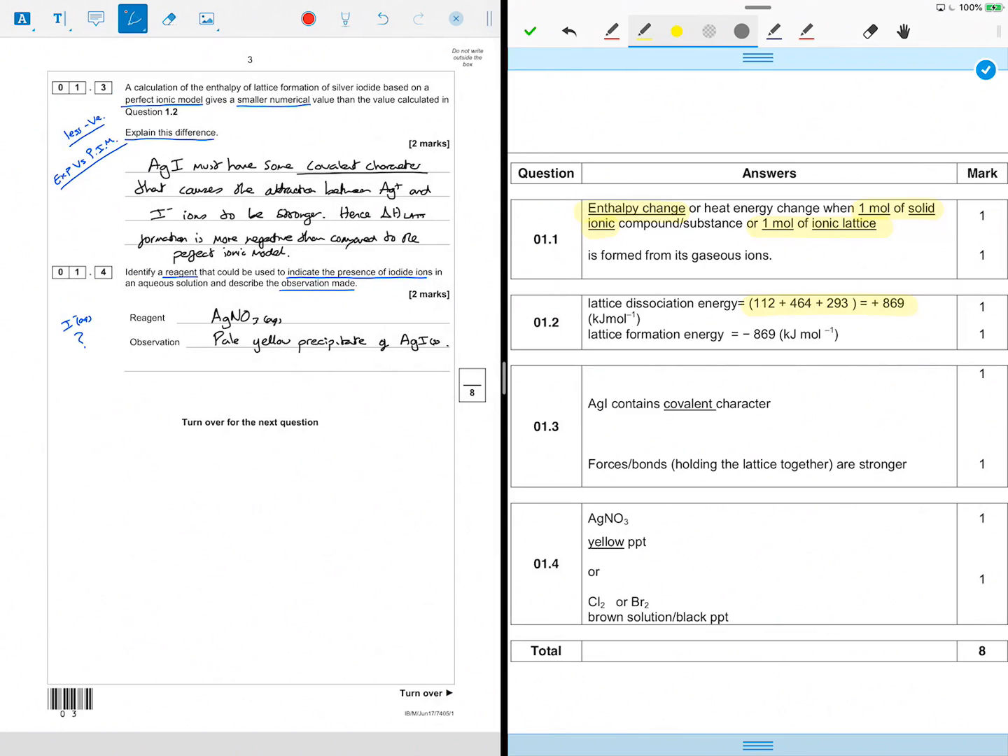Question 1.3, oh, the ionic model question. So AgI contains covalent character. Done. Forces or bonds holding the lattice together are stronger. So this causes the attraction between Ag plus and I minus ions to be stronger. Done. I even went and said a little bit more.